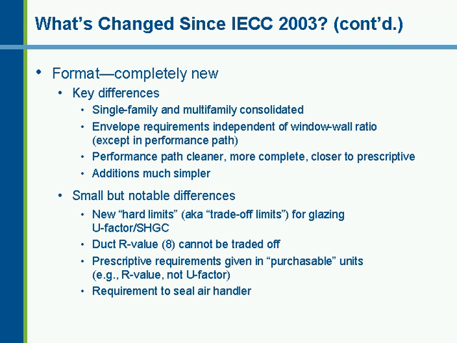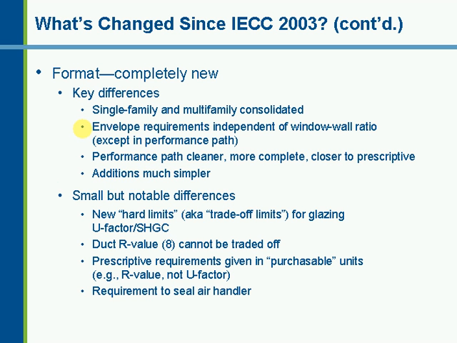A few other key differences in the format. First of all, single-family and multifamily have been consolidated. In the past, in particular the walls and windows section, there were quite different requirements owing to very different typical window-wall ratios in those 2 building types. That's no longer the case. And the primary reason, which is the second bullet down here, is that the envelope requirements of the 2006 IECC are completely independent of window-wall ratio. That's a big departure from the old way of doing things. No longer do your insulation requirements change as your window-wall ratio changes.